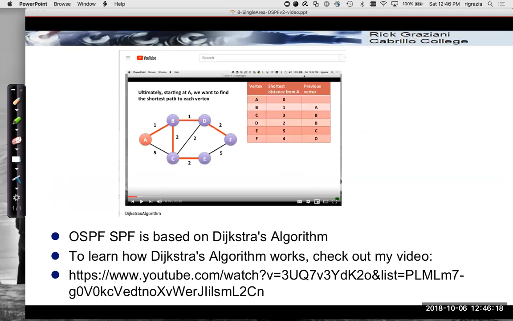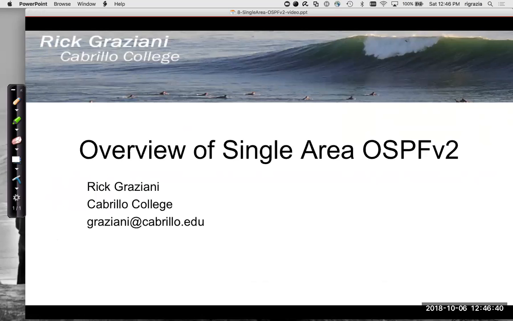OSPF is based on Dijkstra's algorithm, which I don't go over here, but I did do a video on Dijkstra's algorithm. If you're interested in that, go to my playlist and look for Dijkstra's algorithm, where I actually explain how it works. All right, this is just an overview of single area OSPF v2. Many more videos to follow.